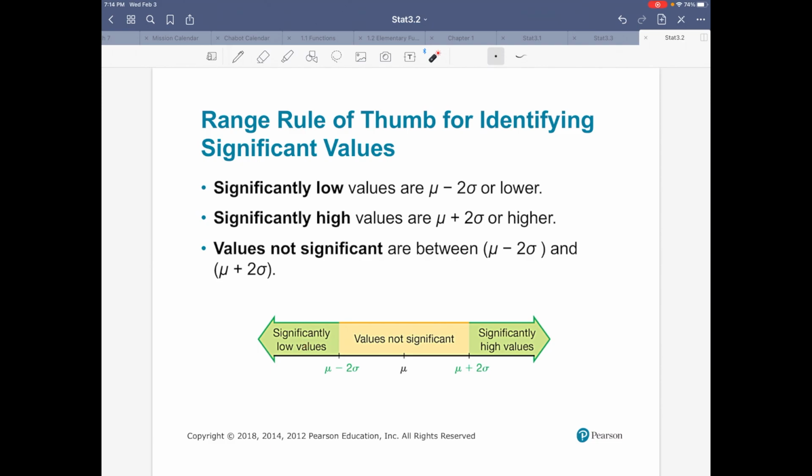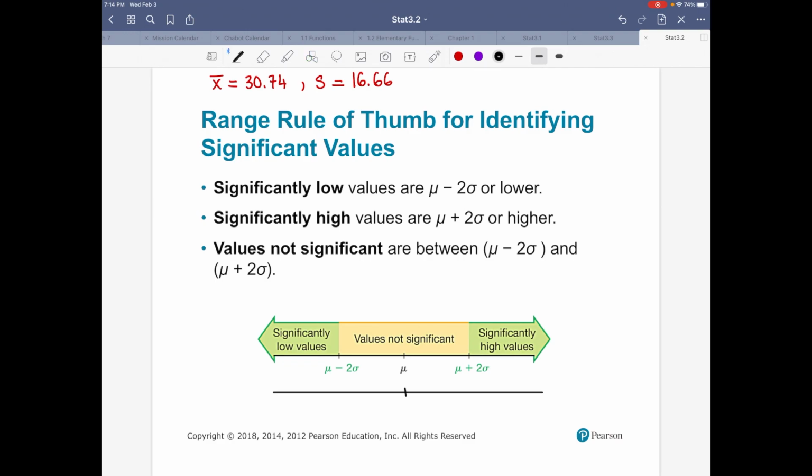For example, in the example earlier, remember our mean is 30.74 and our standard deviation is 16.66. So in order to identify the significantly high and significantly low values, I would do the same thing here on the number line.